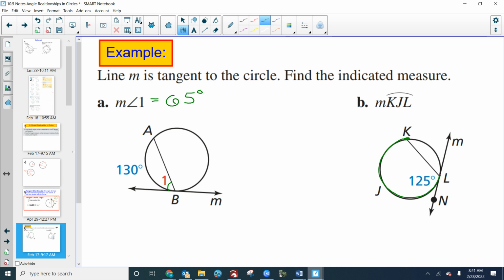You have to identify that 125 degrees goes with that angle there. The measure of angle KLN is 125. So the arc is going to be double. Good, 250 degrees. The arc is double the inscribed angle.